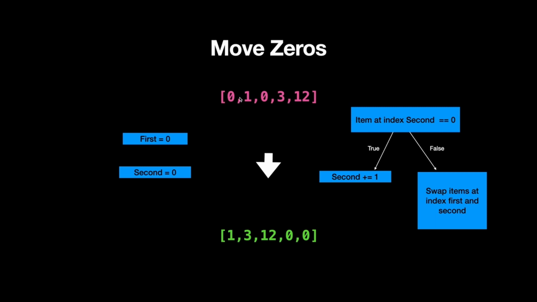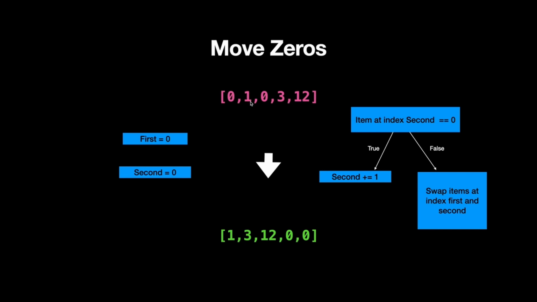So in our array, the item at second index 0 is 0 only. So second is at index 0, right? The item at index second is 0, so we'll just move the second index to the next item. So now our first index is 0 and second index is 1. Now, if the item at second index is not 0, then we will swap the item at first index and second index. So 1 will move over here and 0 will move over here.